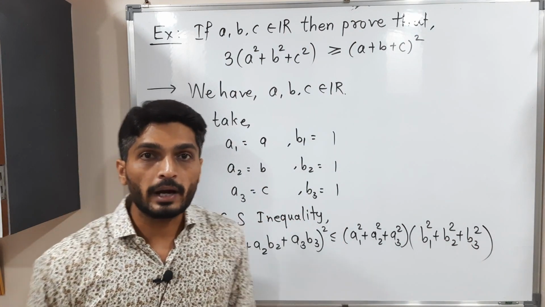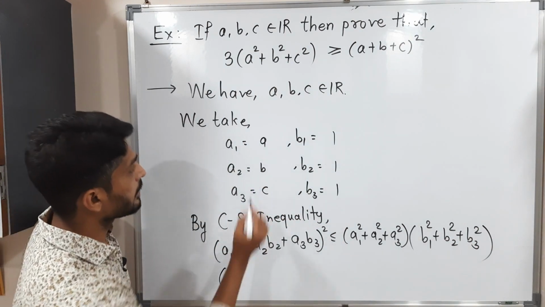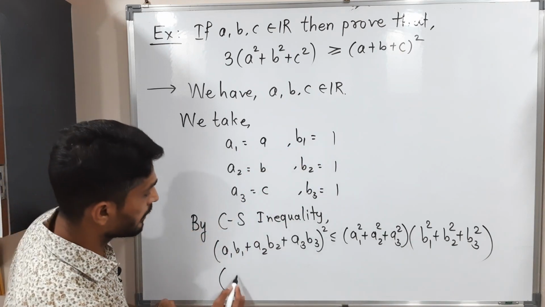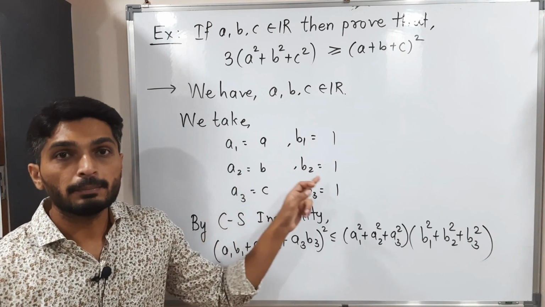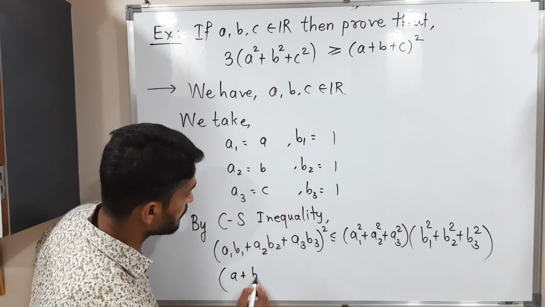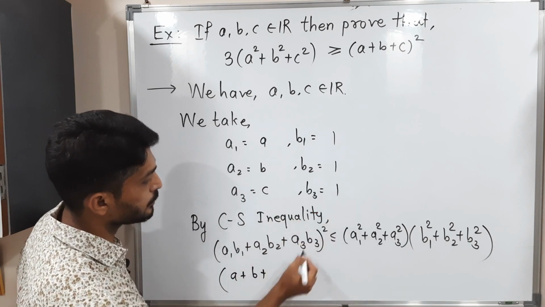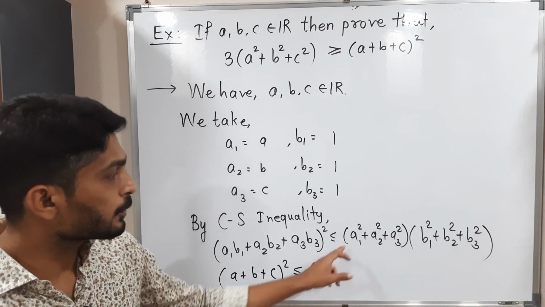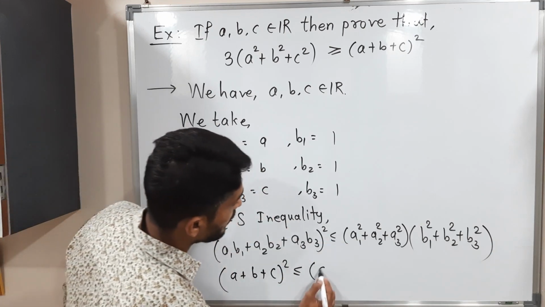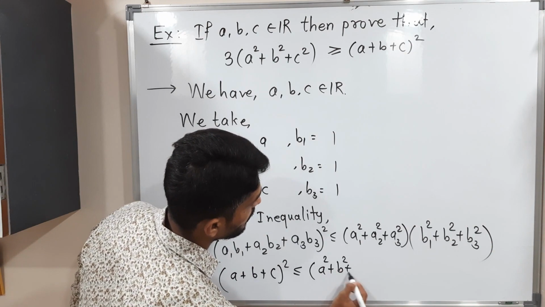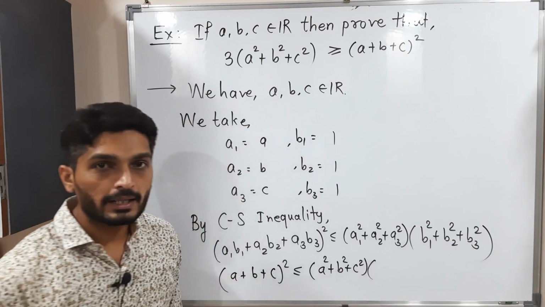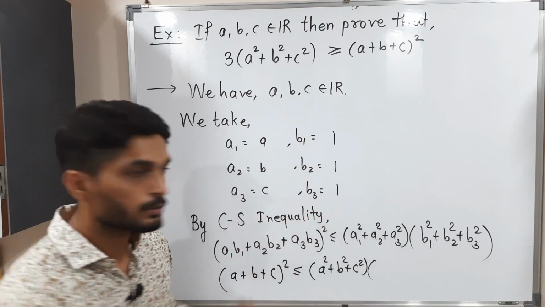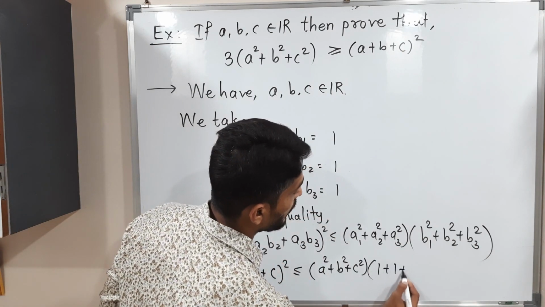So what will I do now? I will put their values. A1 is A, B1 is 1, so A into 1, A; plus A2 is B, B2 is 1, B into 1, B; plus A3 is C, B3 is 1, C into 1, C; whole square less than or equal to. We have to put the values of A1, A2, A3, so A square plus B square plus C square. What about this bracket, B1 square plus B2 square plus B3 square? All of them are 1, so we will have simply 1 plus 1 plus 1.